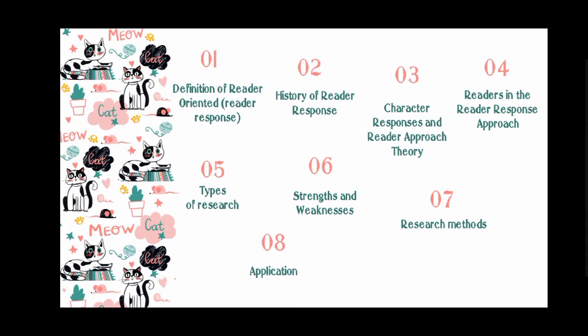Okay, thank you, moderator. Reader-oriented has 8 sub-materials. The first is the definition of reader-oriented or reader response. The second is the history of reader response. The third is character response and reader approach theory. The fourth is readers in the reader response approach. The fifth is type of research. The sixth is strengths and weaknesses. Seventh is research method. And the eighth, or the last, is application.